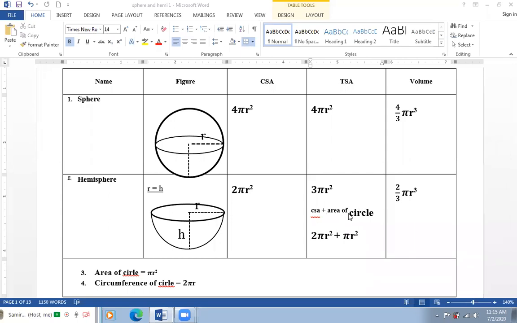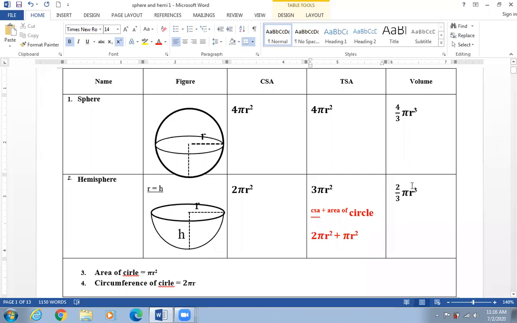So CSA plus area of circle: 2 pi r square is the formula of CSA of hemisphere, plus area of circle is pi r square. Okay, area of circle is pi r square. So 2 pi r square plus pi r square is going to be 3 pi r square. So in this way the formula is made. Okay, so 3 pi r square, it is made in this way.